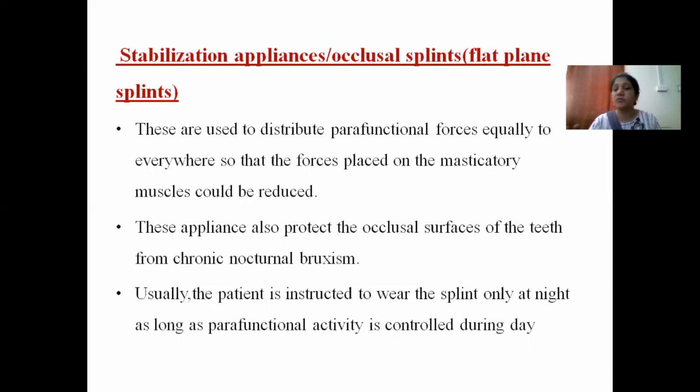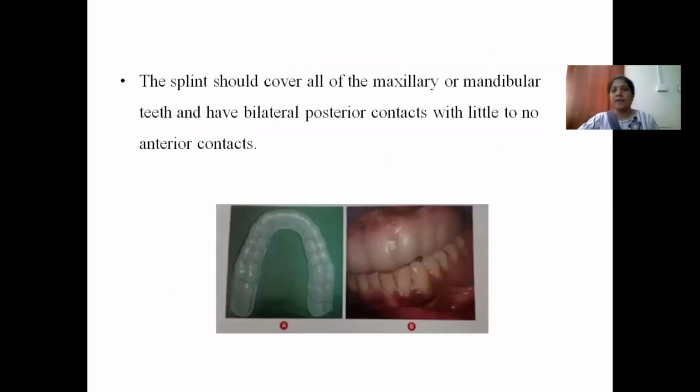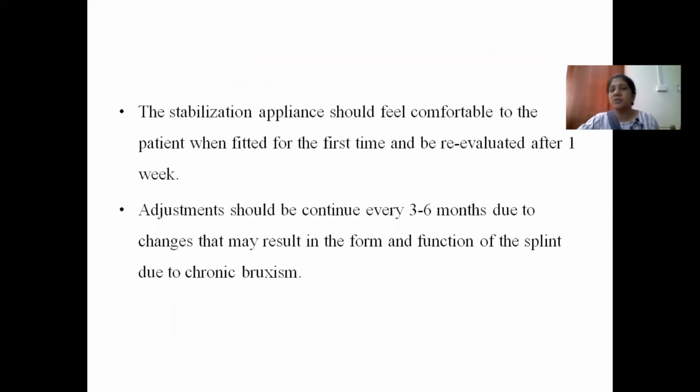Usually, the patient is instructed to wear the splints only at night. Splints should cover all the maxillary and mandibular surfaces and have bilateral posterior contact with little or no anterior contact. Stabilization appliances should feel comfortable to the patient when fitted for the first time and re-evaluated after one week. It is not that we give the patient the appliance and ask the patient to go back. No, the patient should be called back, re-evaluated and monitored every 1 month, 1 week. And you have to monitor throughout, until the bruxism is relieved.